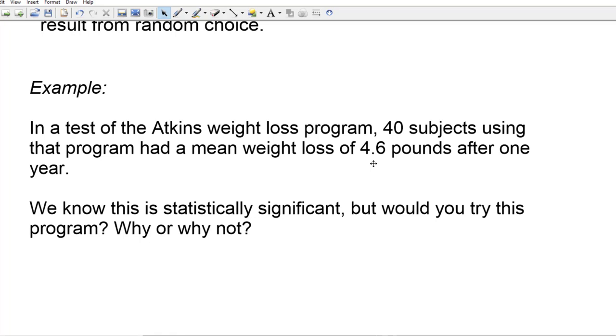So this says it's statistically ineffective, but how about if you wanted to lose 46 pounds? If after the year the mean weight loss for the Atkins was 46 pounds after 1 year, then that would be pretty statistically significant. So I don't think people are going to go on a weight program, and that is the actual weight loss of an Atkins program.